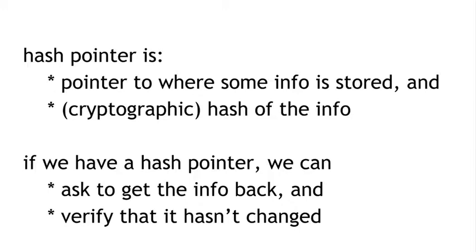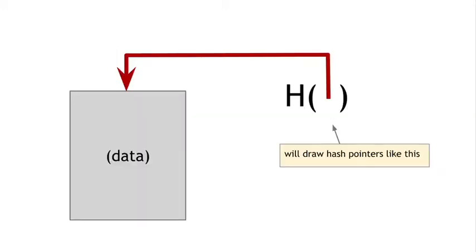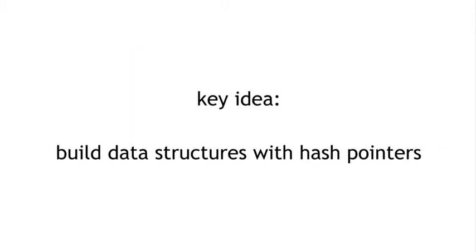And it's also going to let us verify that the information hasn't changed. So a hash pointer tells us where something is and what its value was. Okay, and we're going to draw a hash pointer in diagrams like this. We're going to have H of, and then an arrow that points to something. So anything drawn like this, you think of it as being a hash pointer to this thing. It's a pointer to where it's stored, and it's also the hash of the value that this data had when we last saw it. And we can take hash pointers and use them to build all kinds of data structures.